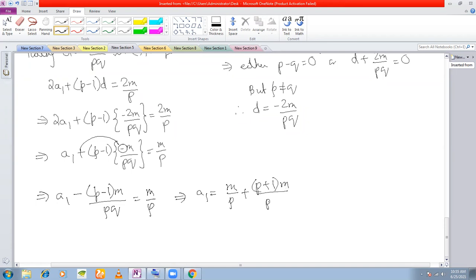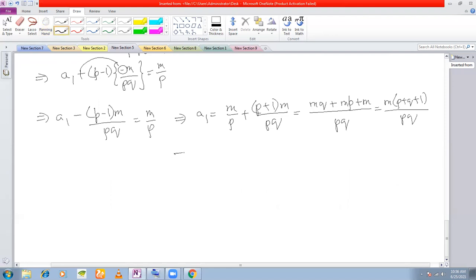m by PQ, right? Now you can take the LCM here. PQ is the LCM. So how much do you get? MQ plus MP plus M, isn't it? This is what you are getting. So now if you take M common here, you get P plus Q plus 1 by PQ. You have got the value of A1. That means A1 is M times P plus Q plus 1 by PQ.